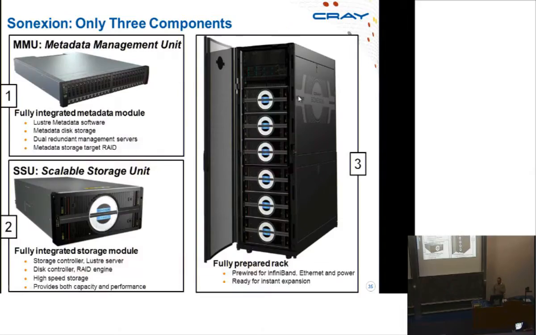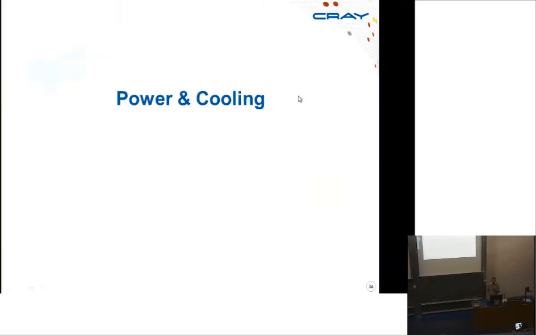In Archer, certainly, we're going to use the Sonexion, which is a Cray branded storage unit. It contains a combined object storage server, the intelligent server, and the metadata management unit, which is the MDS, the metadata server, all in a single rack, which can be just rolled in and plugged in. Effectively, the bandwidth scales with the number of SSUs that you have. So if you need a certain bandwidth, you plug more SSUs in.